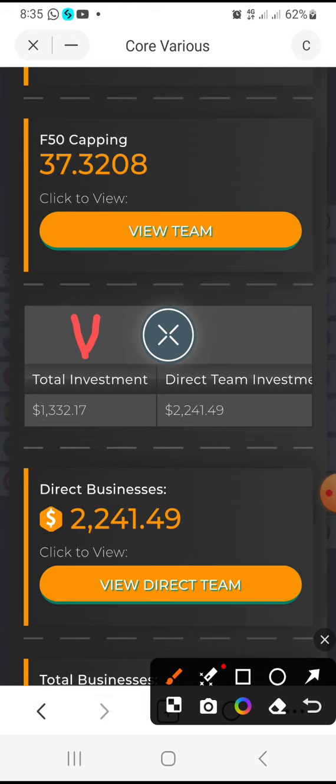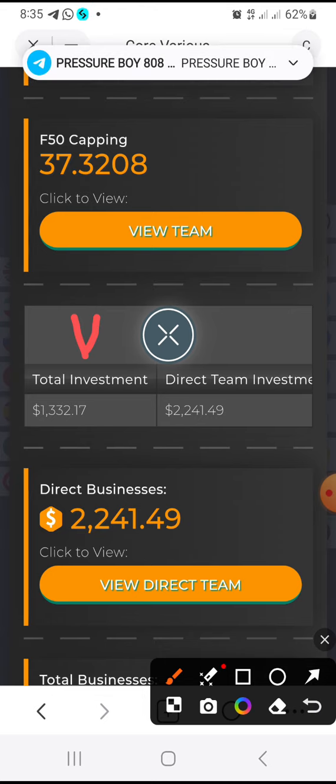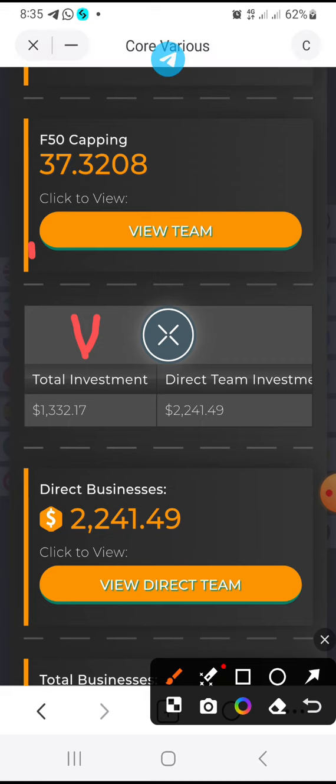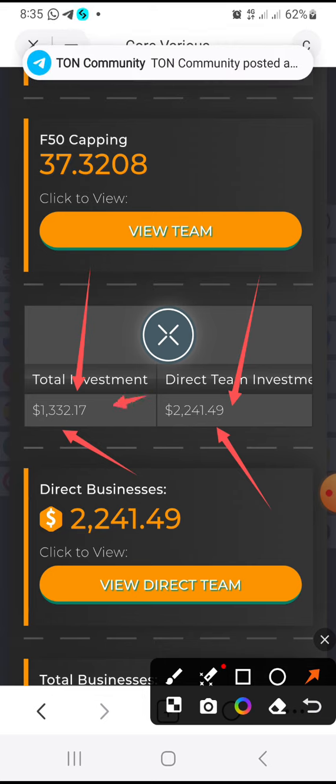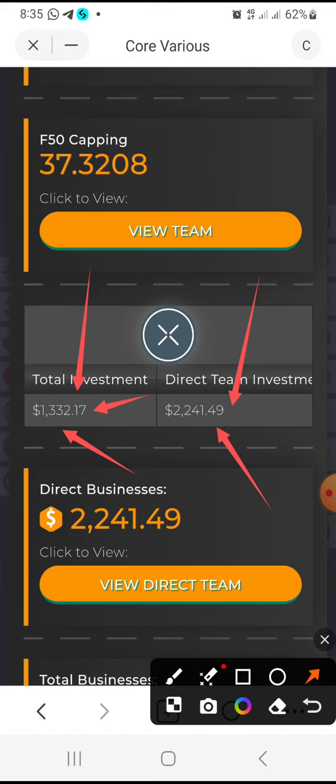Okay, so this small secret that I've given to you, please go, all of you, go to your account. F50 capping, under it, you will see view team. Click on it and check your total investment, and check your direct team investment. Divide your direct investment by two and see from here, is it what you see in the total investment area? If it is not, top up. If it is not, top up to that amount, okay?